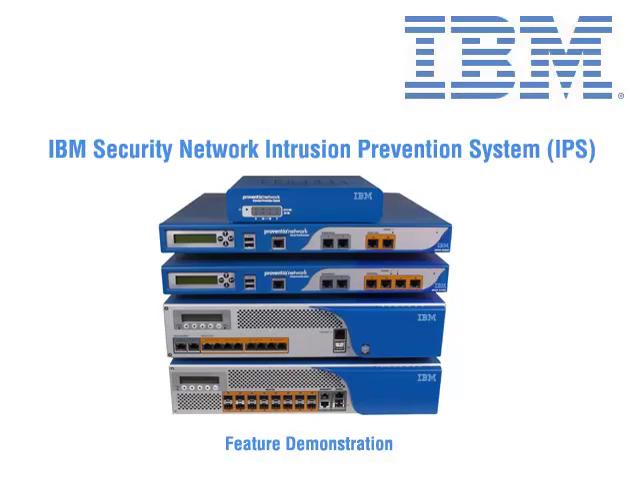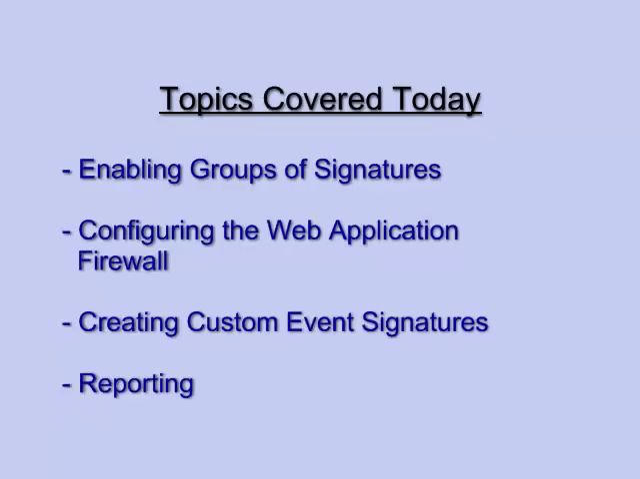Hello. Today's demonstration walks through a few easy to configure yet advanced features of the IBM Proventia Network Intrusion Prevention System using the IBM Proventia Management SiteProtector System. In this short video, we're going to cover the following: enabling groups of signatures, configuring the Web Application Firewall, creating custom event signatures, and some of the reporting features found in SiteProtector.